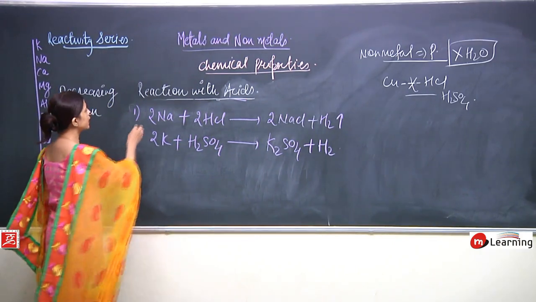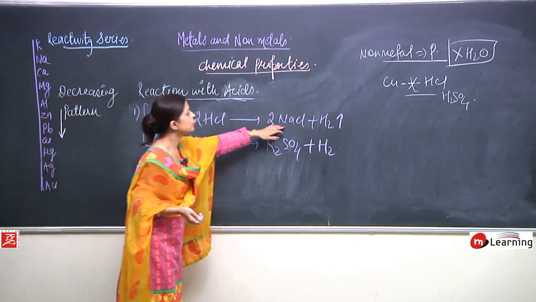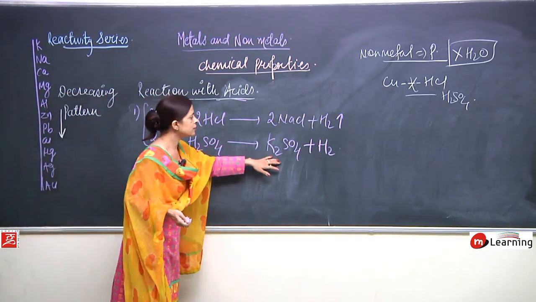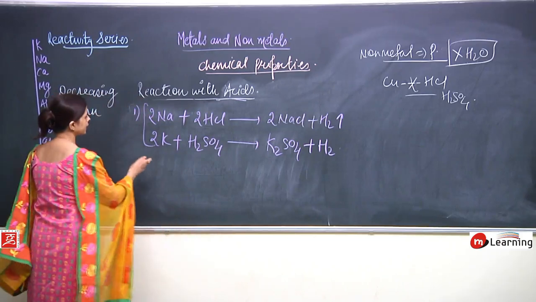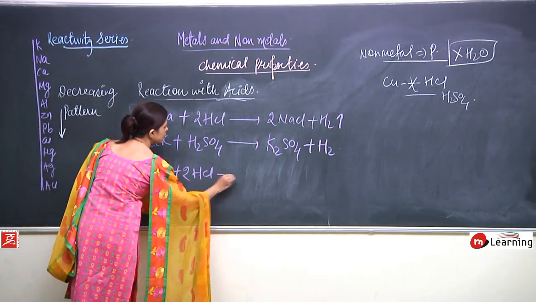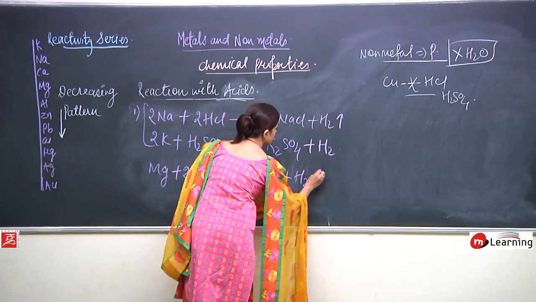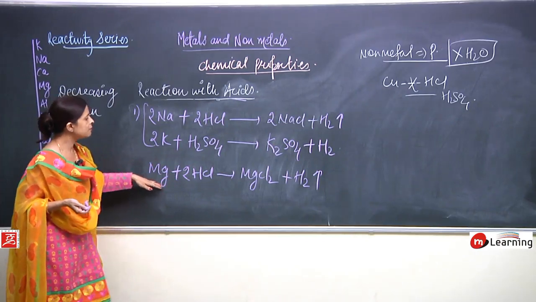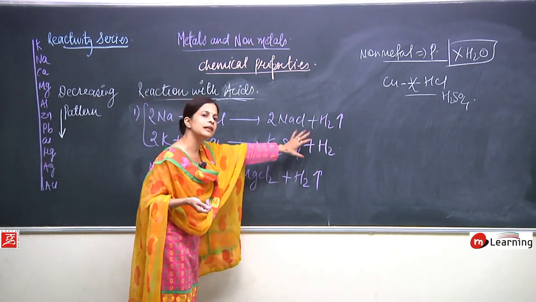Now these two reactions are very vigorous, we all know this. Sodium is reacting with hydrochloric acid and sodium chloride is formed, and potassium is reacting with sulfuric acid, so a new compound, potassium sulfate, is being formed. Now if I take the example of magnesium plus 2HCl, what will be formed? MgCl2 plus H2, hydrogen gas will be liberated.